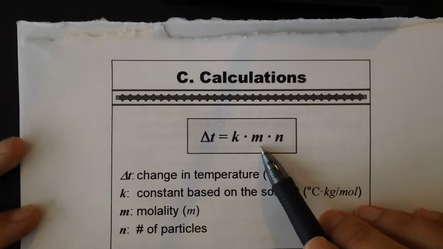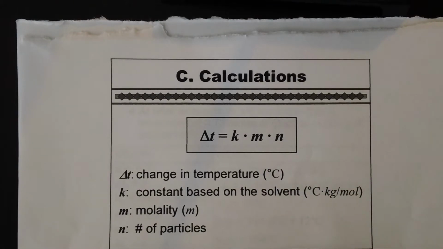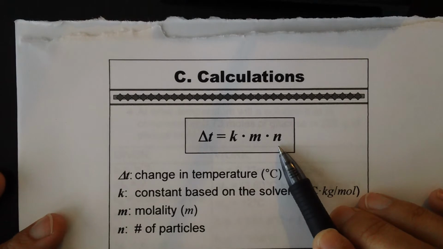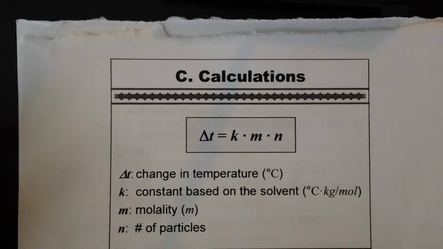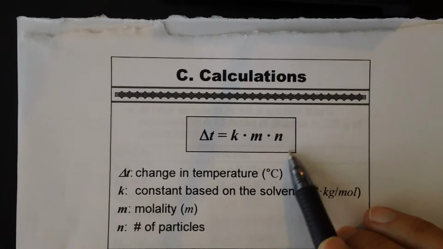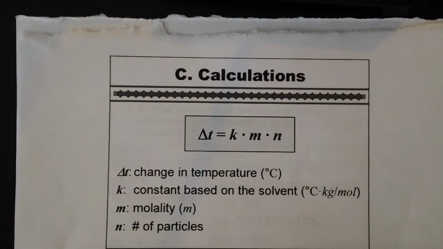That's your italic m, that's your molality, moles of solute over kilograms of solvent, and then n is the number of particles that the solute dissociates into. So this is looking back at dissociations when we did net ionic equations. And so constant times molality times the number of particles things dissociate into will tell us our change in temperature.